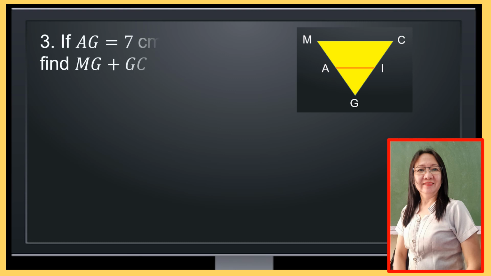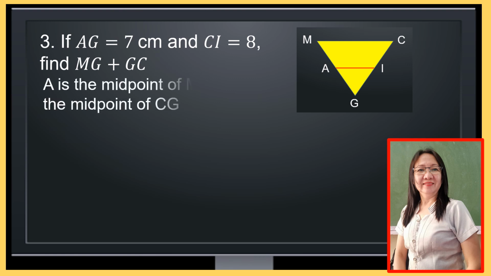Again, using our figure, if our AG is equal to 7 centimeters and CI is equal to 8, find MG plus GC. So A is the midpoint of MG and I is the midpoint of CG as indicated. So therefore, the length of MA is equal to the length of AG. And if in our given, the length of AG is equal to 7, so MA is equal to 7.